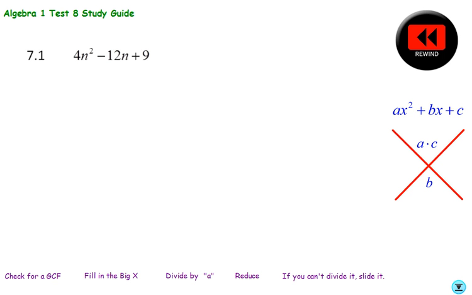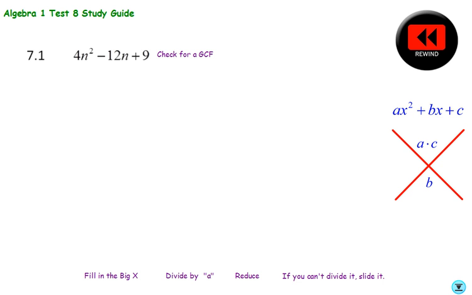So you see that the a is not equal to 1 here, so we're going to have to do some dividing and sliding again, but that's all right. So hopefully at this point we've gotten enough practice at it that we feel pretty good about that. Checking for a GCF as always, and nothing that goes into 4, 12, and 9, right? Okay, so don't have to worry about GCF.